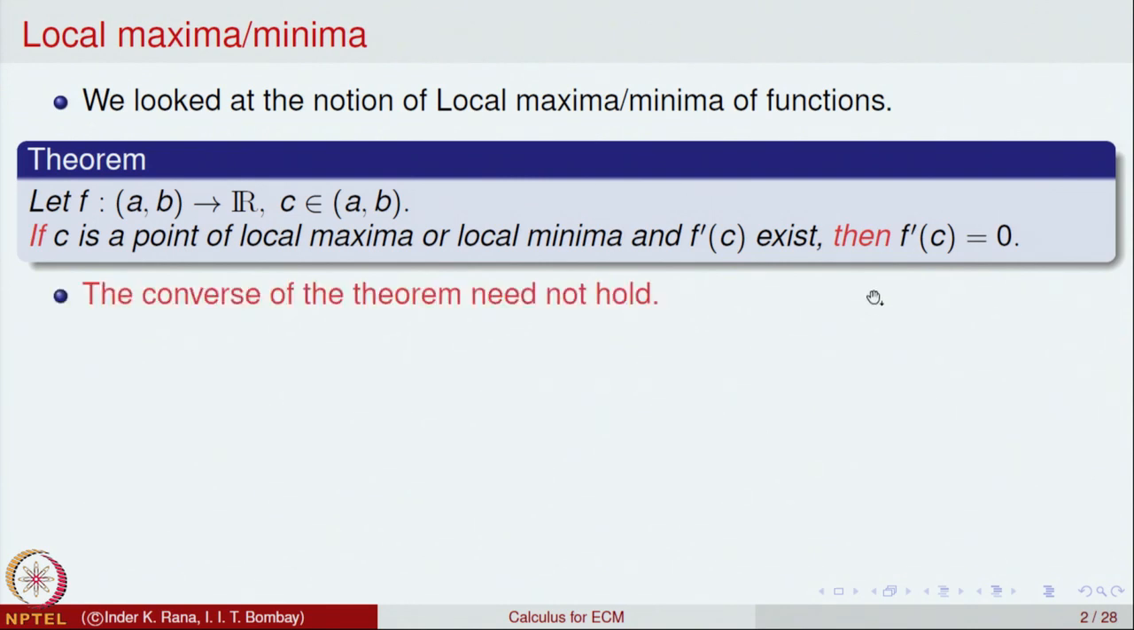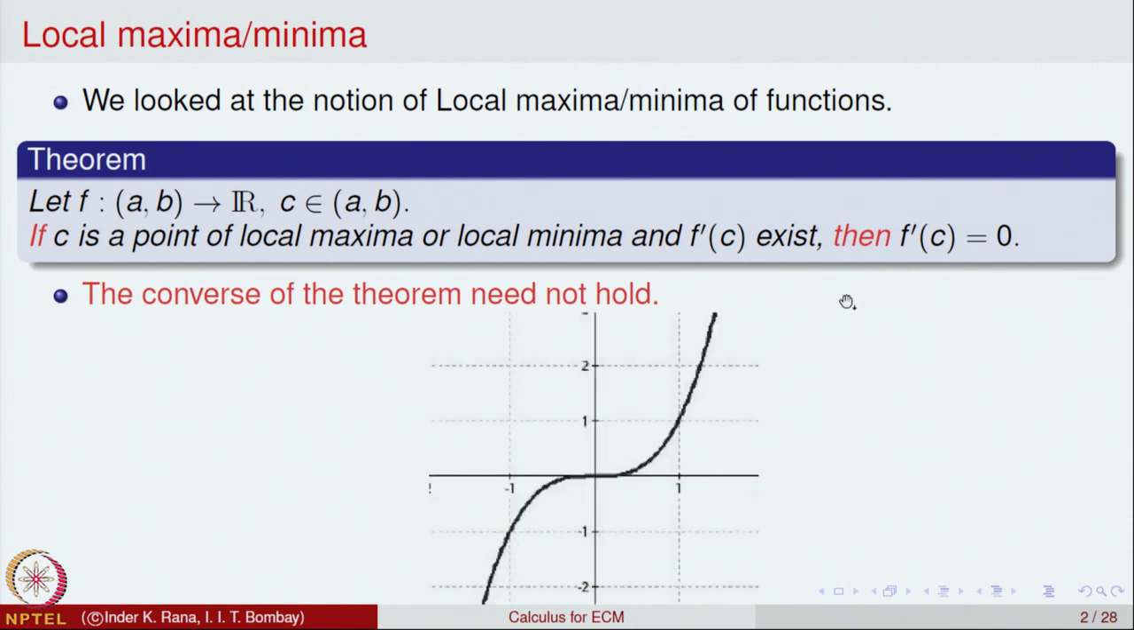And we also pointed out that the converse of this theorem need not hold, namely the derivative equal to 0 at a point need not imply the function has a local maxima or minima. We had given some examples. Here is the graph of f of x equal to x cube. On the positive side, it is positive, becoming flatter and flatter, and turns negative. For negative values, x cube is negative, so it turns around.